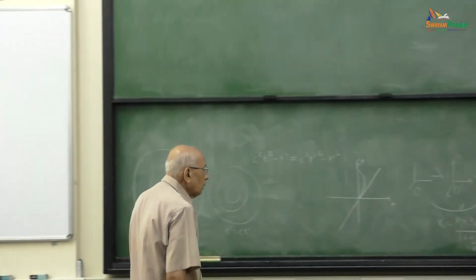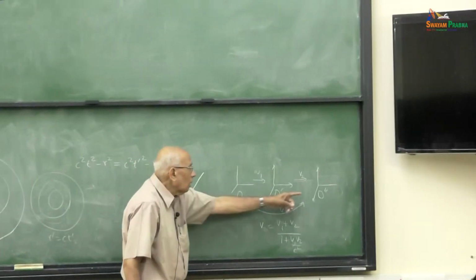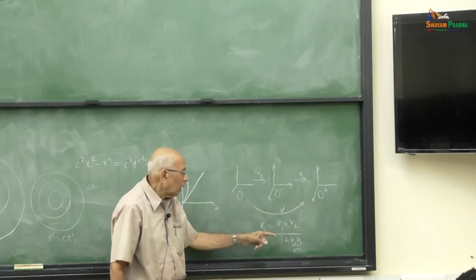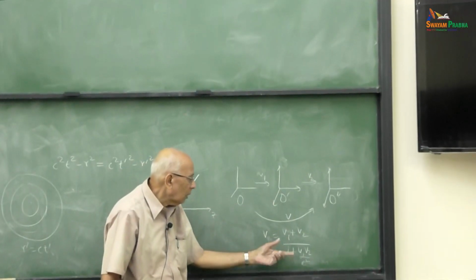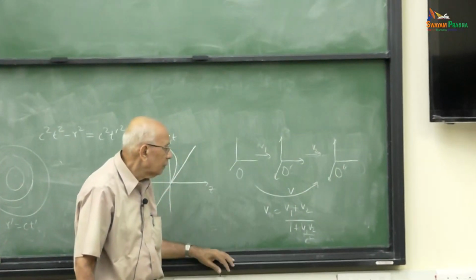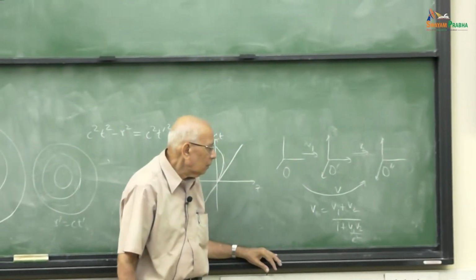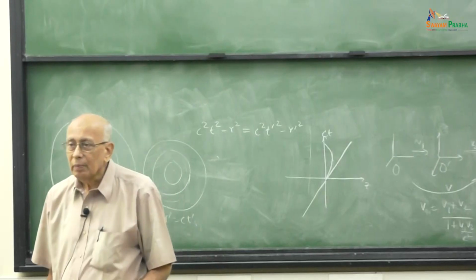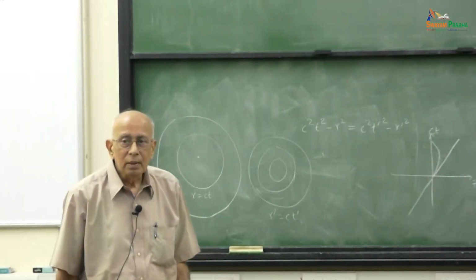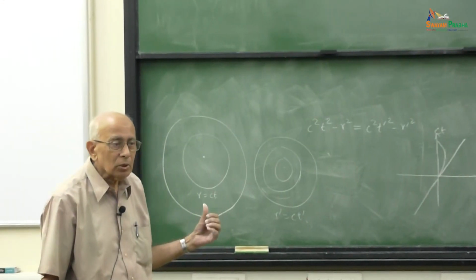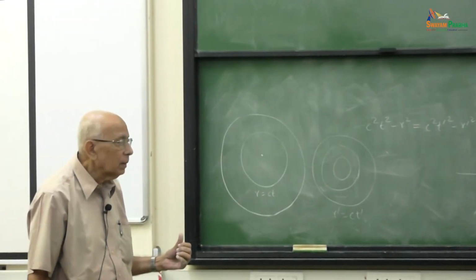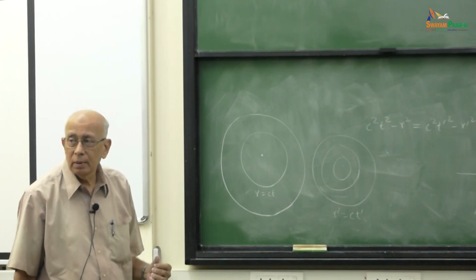Now what's the consequence of this? If this is not an observer but light, you shoot a beam of light, then look at what happens. You put v1 equal to c, what happens? v becomes c. v becomes c. So that's in keeping with our postulate to start with. That's the way nature is.